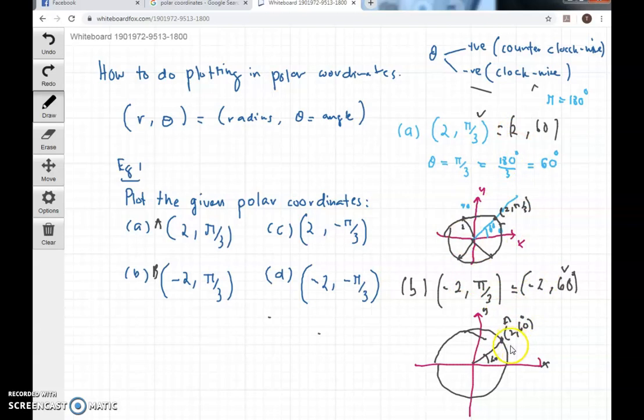So in order to get the negative part, you just need to take your ruler and make it longer on this part. Take the ruler and make it longer on this part. So the opposite axis here will be the value of negative 2 and 60 degrees. So this is your answer for question B.